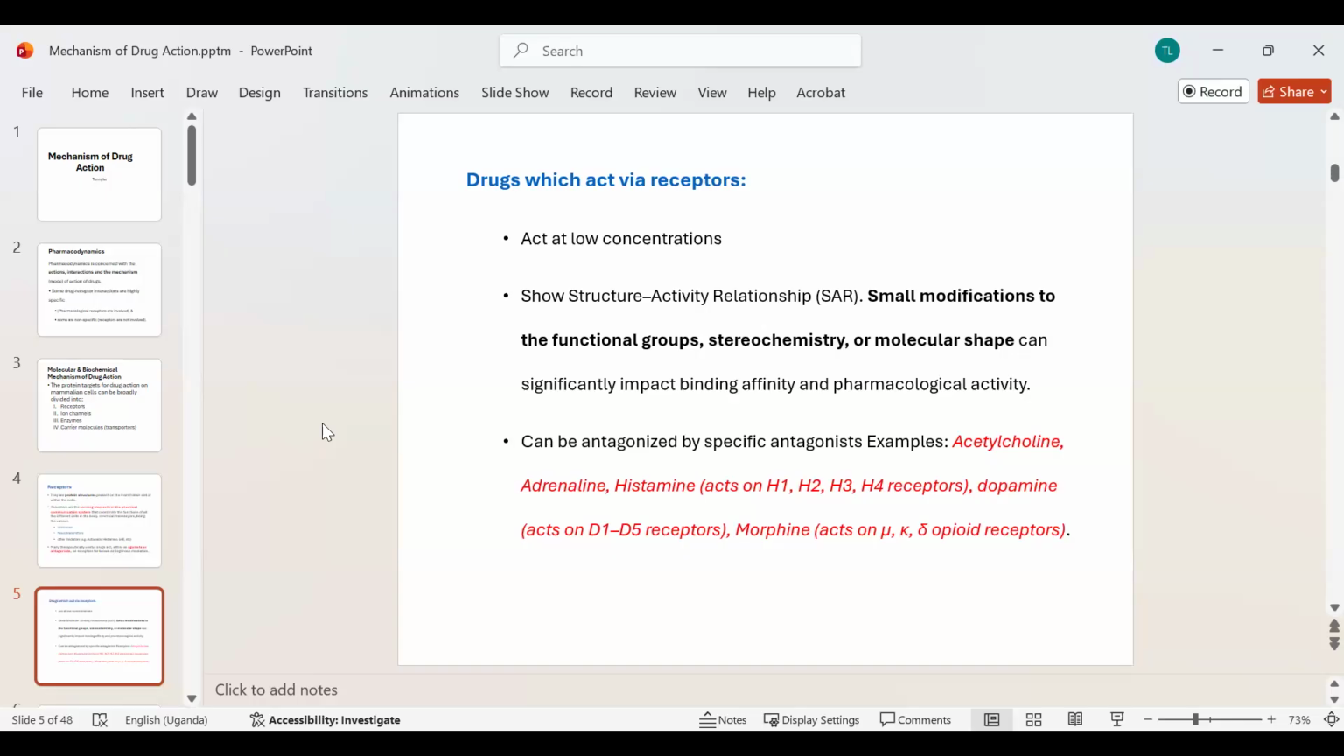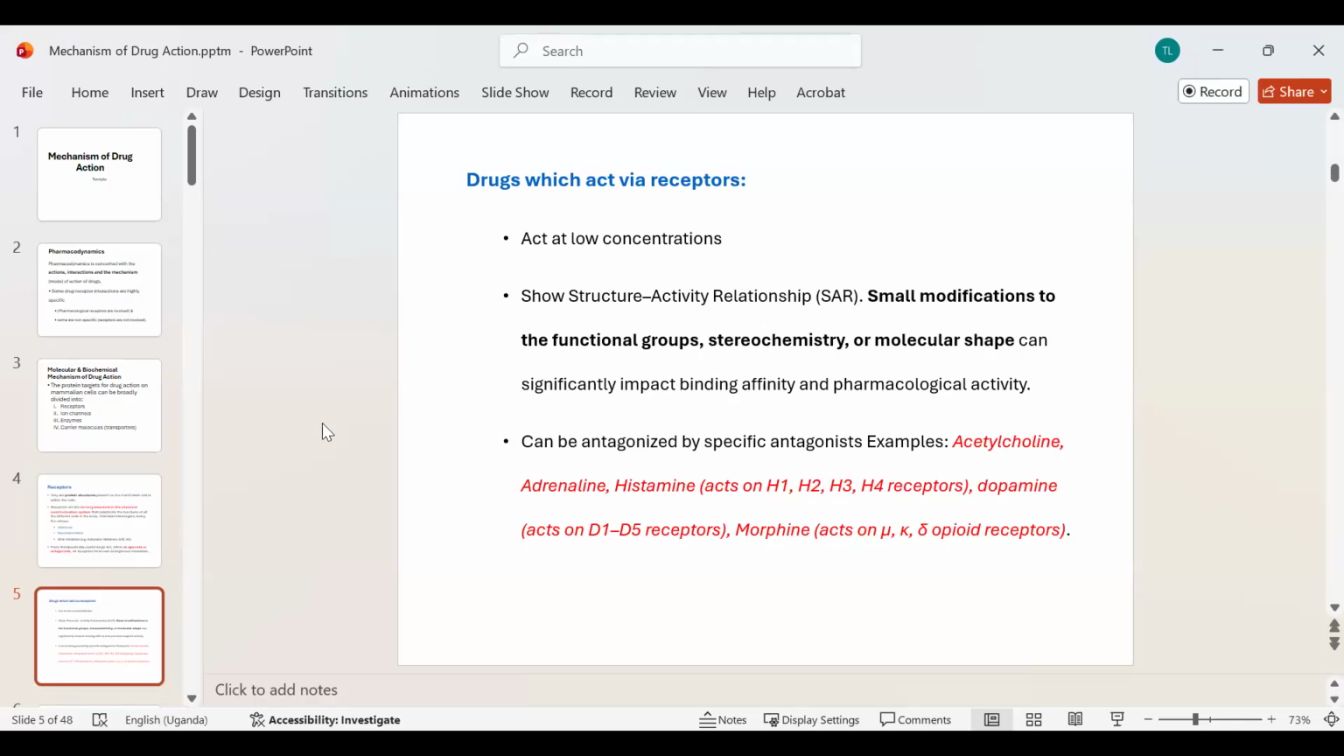So there is that structure-activity relationship that usually happens when a drug binds to a receptor. Modification in the functional group, stereochemistry or molecular shape can bring a lot of changes as far as the binding of that drug to the receptor is concerned, and the pharmacological activity.